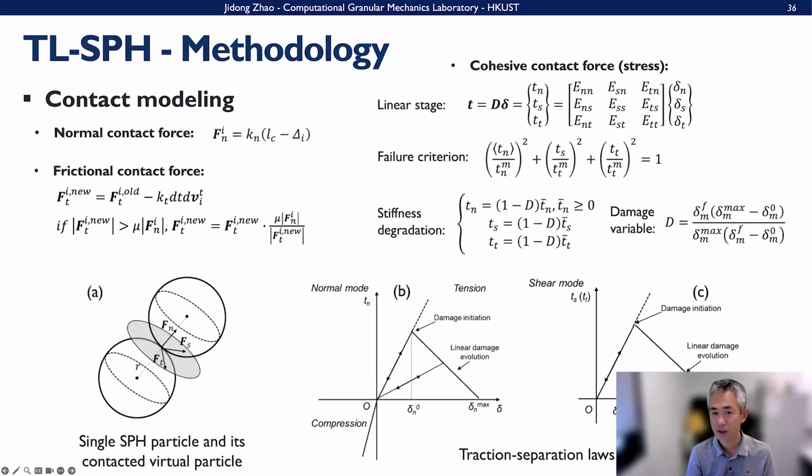Then we consider linear deformation, linear contact, and failure. Failure can be judged by normal, shear, and tangential components, the three-dimensional ones here. Also cohesion can develop, and cohesion can be damaged if we exceed the strength, and then we introduce a damage parameter similar to the previous one to indicate stiffness degradation.